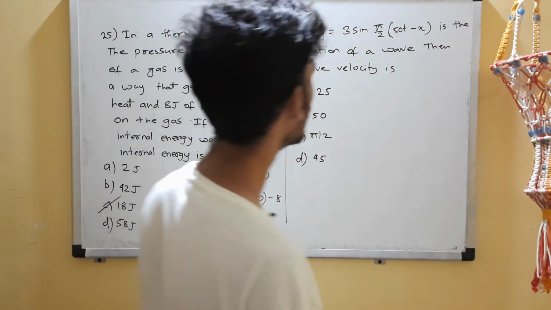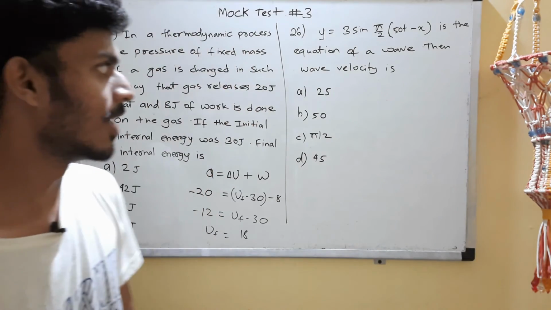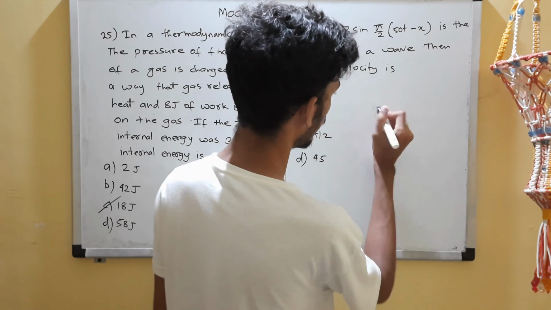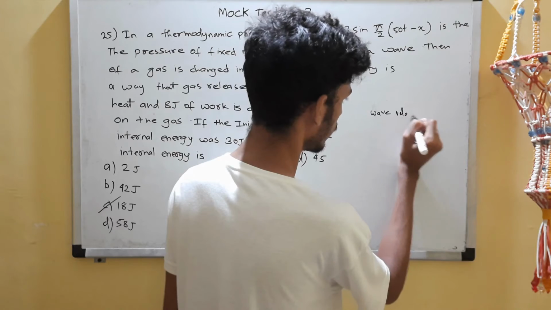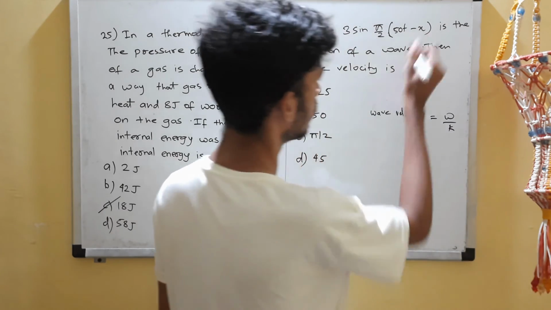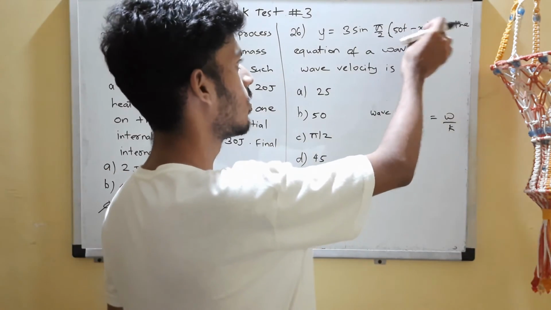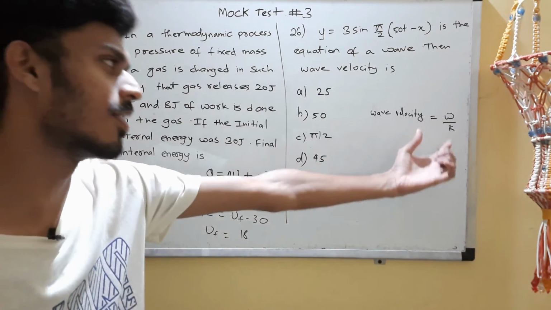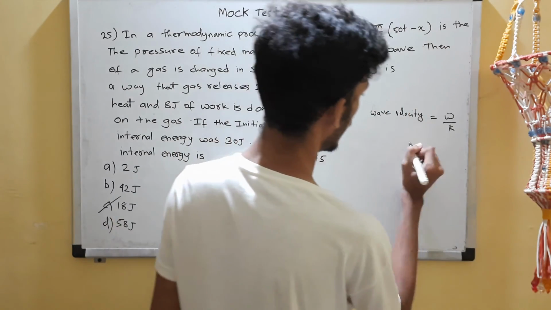This is pretty simple. We are given the equation of a wave, and we are asked for the wave velocity. As you might know, the simple formula for wave velocity is omega by k. Here you are just supposed to find omega and k. Omega is basically the coefficient of t and k is the coefficient of x. Pi by 2 is a common factor, so even if you divide, it is going to cancel out. So you can just consider that bracket.